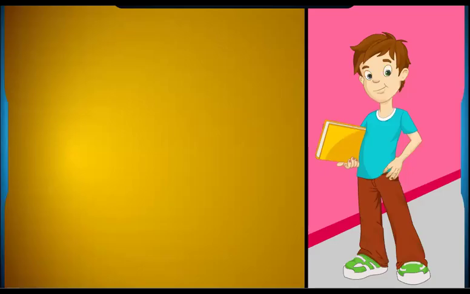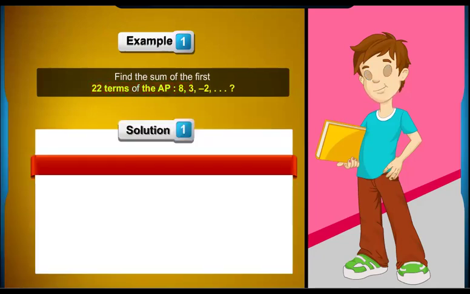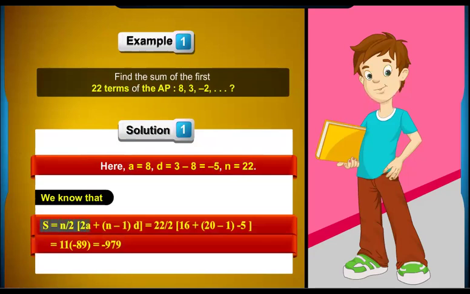Let's work out some examples. Example 1. Find the sum of the first 22 terms of the AP 8, 3, -2, and so on. Solution. Here, a = 8, d = 3 - 8 = -5, n = 22. We know that S = n/2 (2a + (n - 1)d) = 22/2 (16 + 21 × (-5)) = 11 × (-89) = -979.